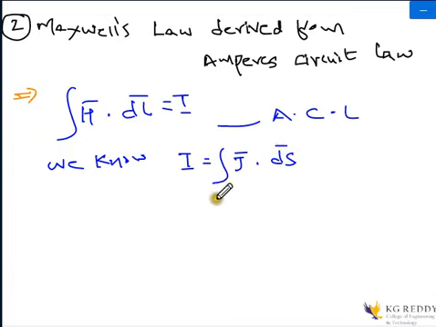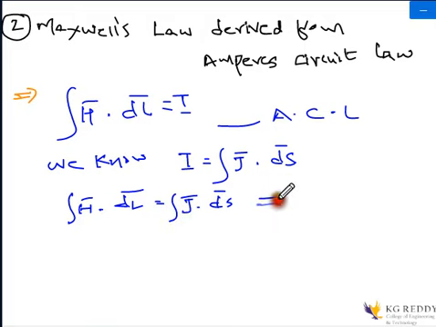If you equate these two equations, because the first equation has I and the second equation also has I, you will get the integration of h dot dl is equal to the integration of j dot ds bar. If I remove these two integrations, finally you will get h bar dot dl is equal to j bar dot ds.